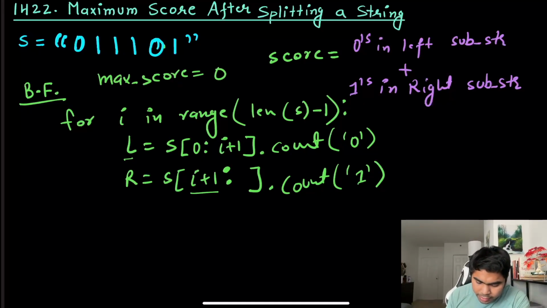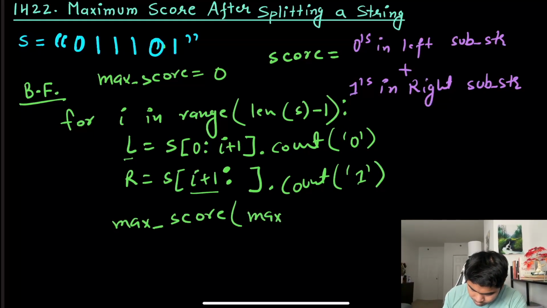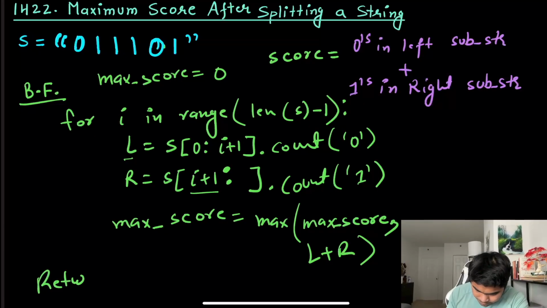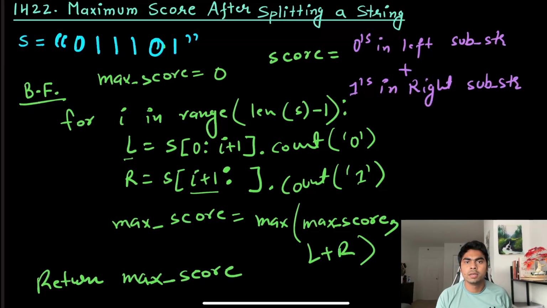In the beginning, just assign a 0 to it, and then you can update max score. Sorry, my bad, it should be just max. So max score is going to be the maximum of either max score or L plus R, and then we can just return that. So that is, guys, our brute force solution.